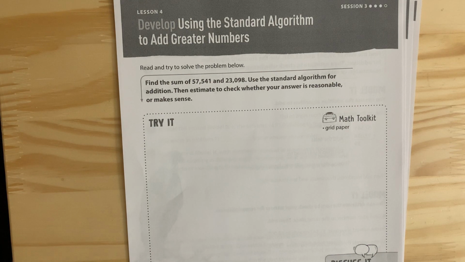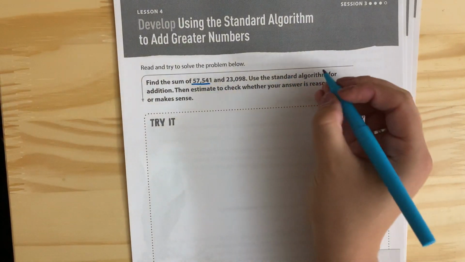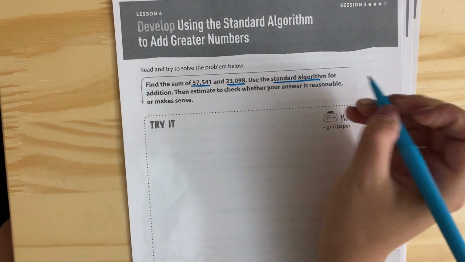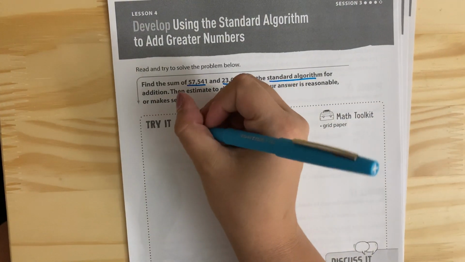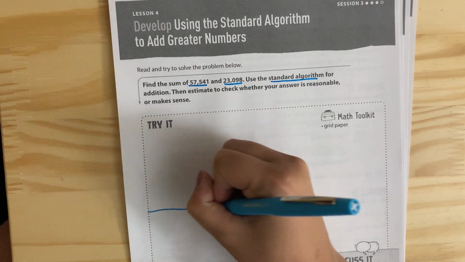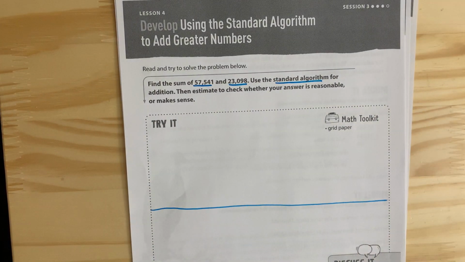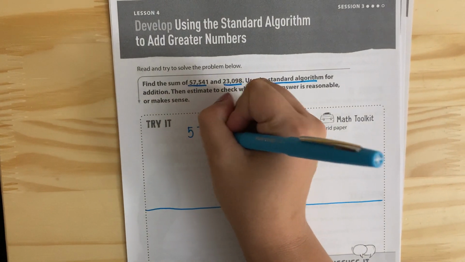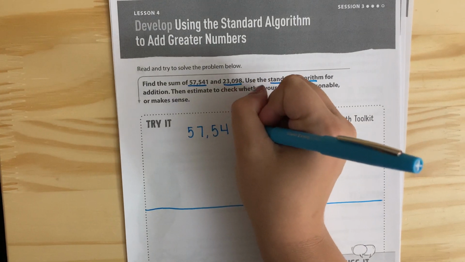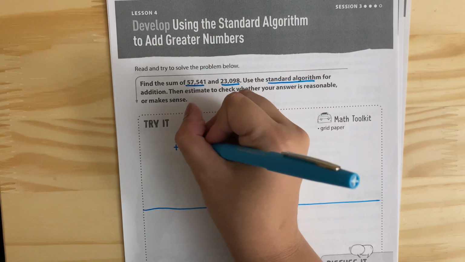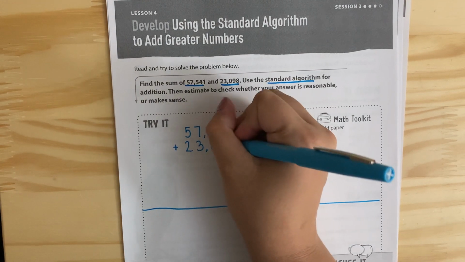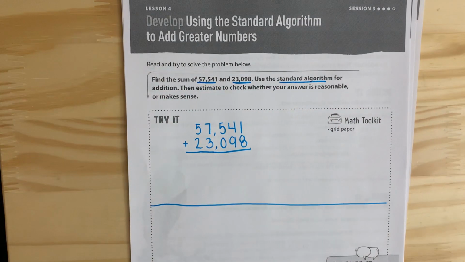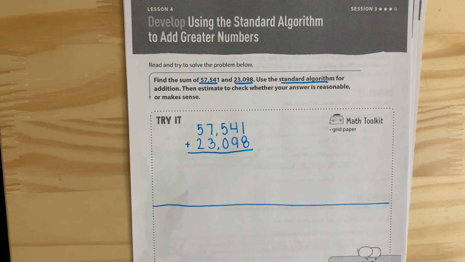So first things first, we need to find the sum of 57,541 and 23,098, and we need to use the standard algorithm. So we're going to split our paper into 2 again. First, we need to add using the standard algorithm. So we have 57,541, and remember, we need to line up by place value. So we're going to have 23,098. Now notice how nicely my place value lines up. It's going to be way easier this way to add.